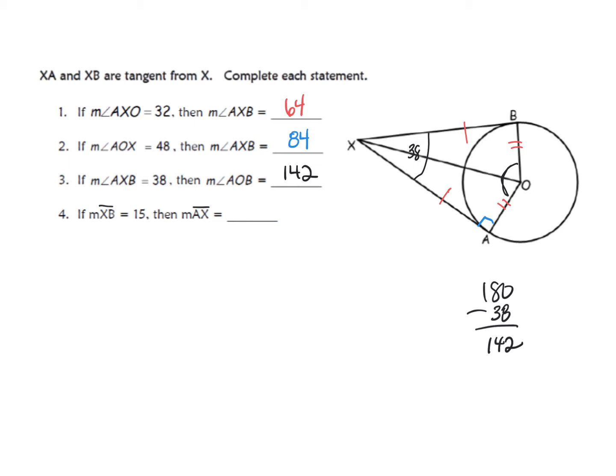Then the last one here, it says if XB is 15, then what's the measure of AX? Well, it must also be 15 because the tangent segments are congruent.